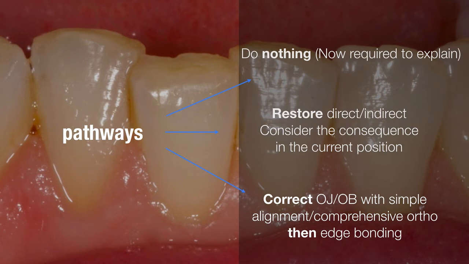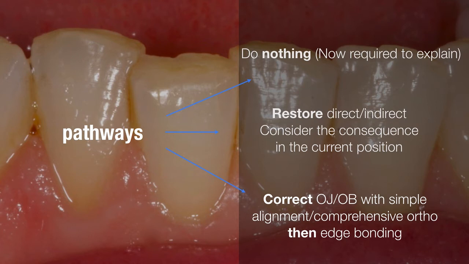Number two is you could do what most of the dentists around the world do currently. You could just restore it direct or indirect. But then you must accept the consequences of the teeth fundamentally continuing to move and then potentially the restorations breaking. Or number three, you can do what we're talking about here today.